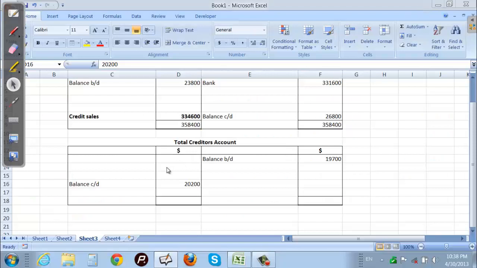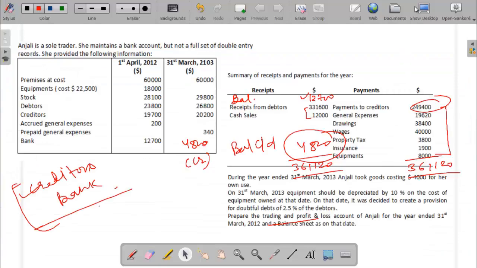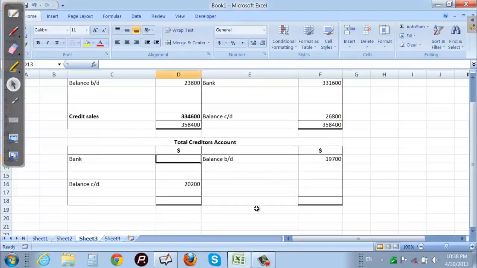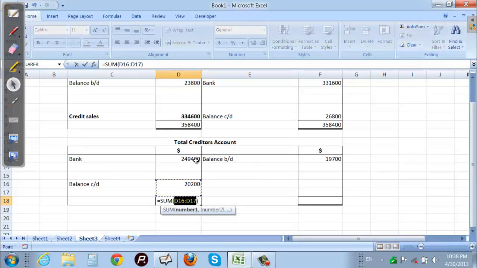So on the debit side I will write bank. And the amount paid to the creditors is $2,49,400. Now after that we will compare both the sides of the creditors account.